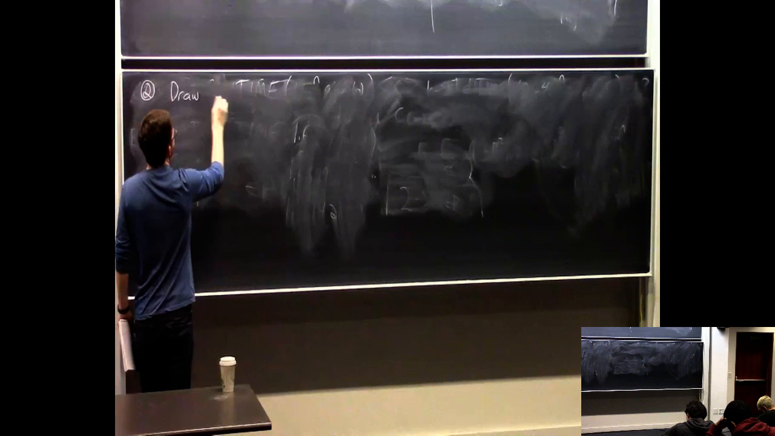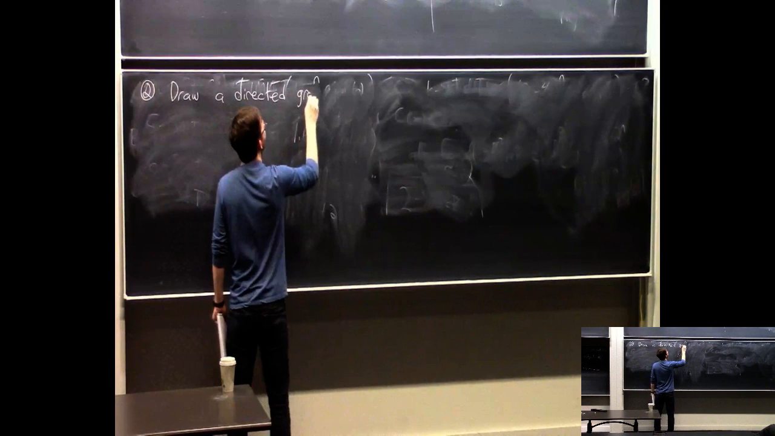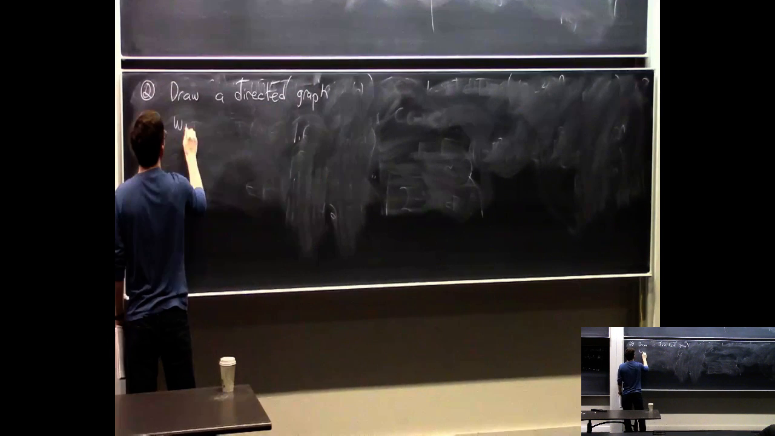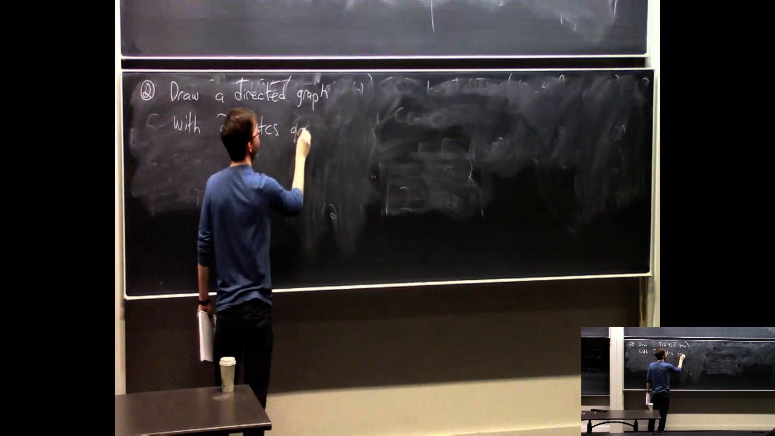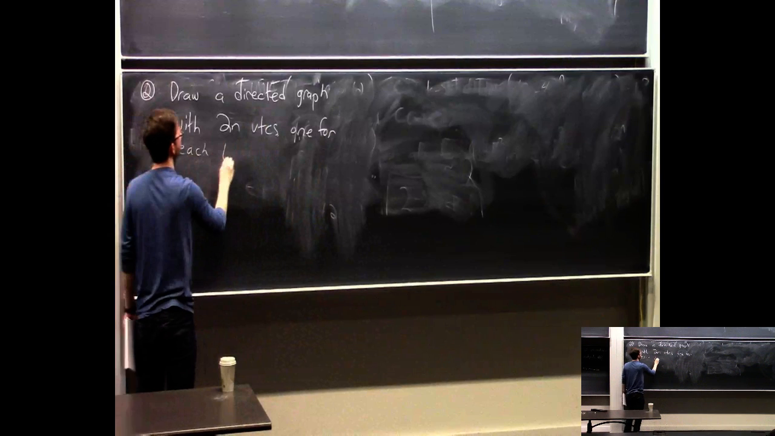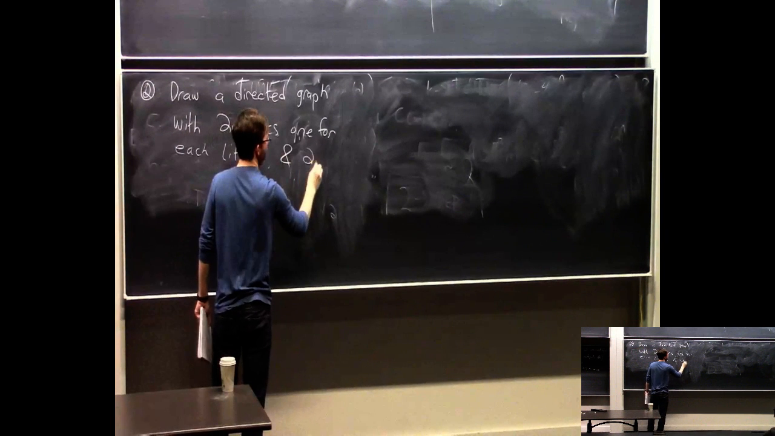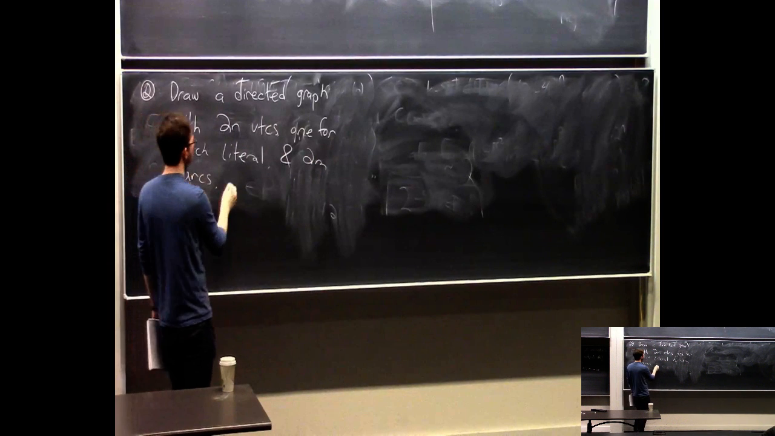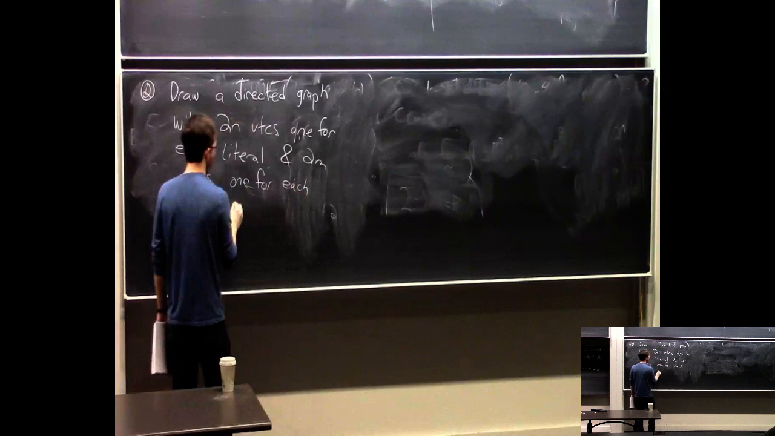Draw a directed graph with 2n vertices, one for each literal. That's a little bit subtle, but let's do it. One for each literal. And 2m directed edges. Call them arcs. One for each implication.